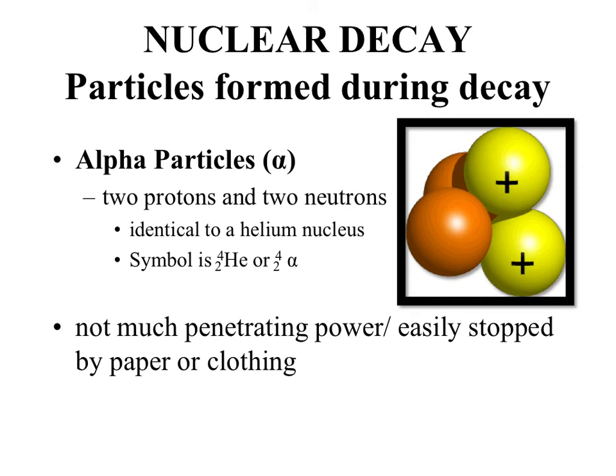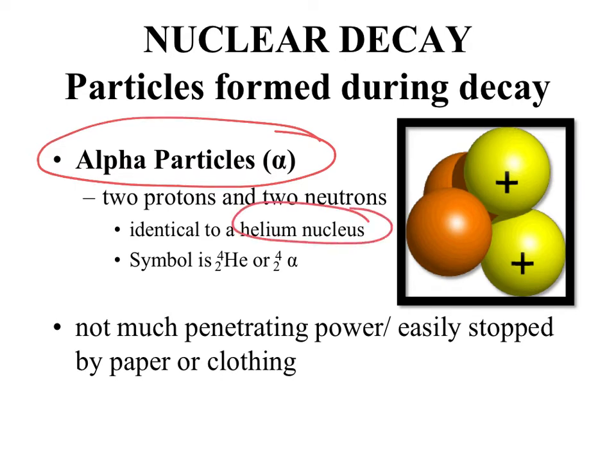So when an object breaks down, a radioisotope goes through nuclear decay, it can give off a couple different things. One thing it can give off is an alpha particle. An alpha particle actually is just the nucleus of a helium, so its mass number is 4 and its number of protons is 2. When alpha particles come off of an object, they shoot off when a radioisotope goes through decay.